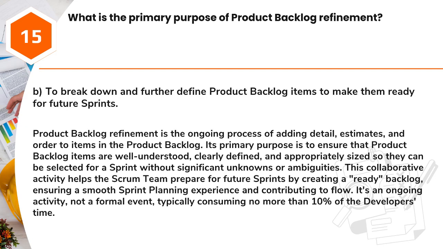Answer: B. To break down and further define product backlog items to make them ready for future sprints. Product backlog refinement is the ongoing process of adding detail, estimates, and order to items in the product backlog. Its primary purpose is to ensure that product backlog items are well understood, clearly defined, and appropriately sized so they can be selected for a sprint without significant unknowns or ambiguities.